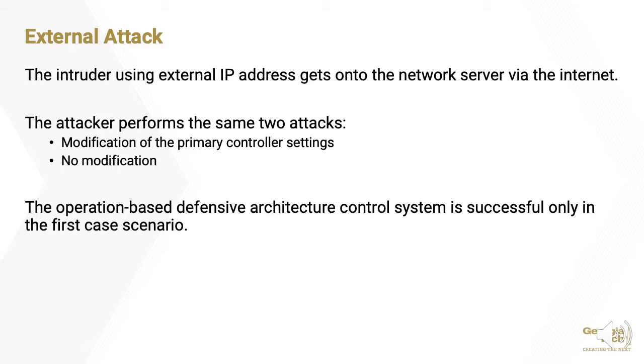Concerning the external attack, due to the fact that the activity of the attacker remains the same in both of the cases, the results remain the same as well. The operation-based defensive architecture control system is able to detect that the compromised system is being used. You may refer to number 5 of the listed references for more information regarding that. However, the intrusion of the second case still remains undetected.